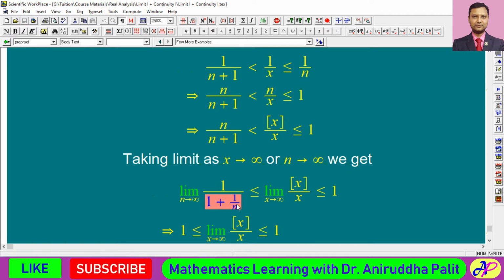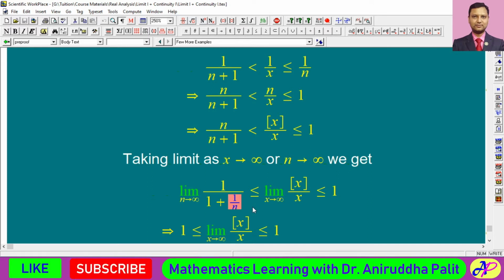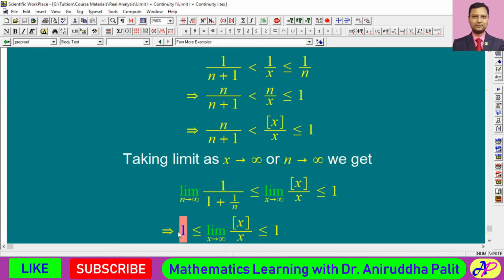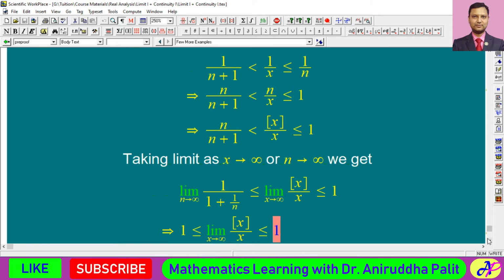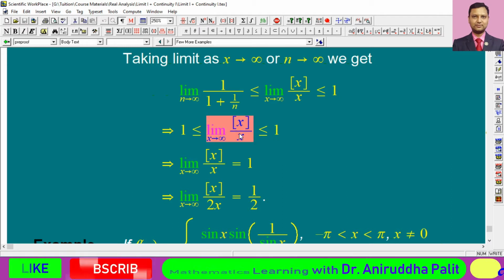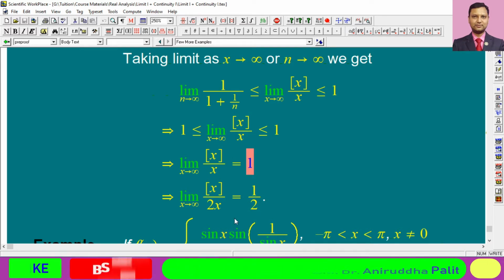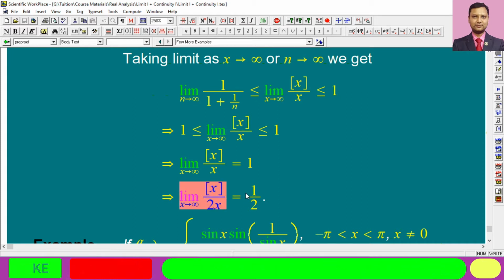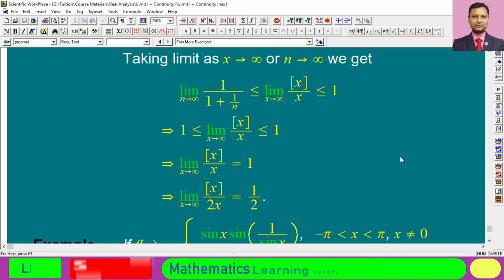So as n tends to infinity, this 1 by n would ultimately tend to 0, and therefore the limit of this left hand side expression would be equal to 1. The right hand side is a constant, therefore it would remain the same, and ultimately it means that the limit of box x by x is equal to 1. And so if we divide it by 2, we have the result that the limit as x extends to infinity of box x by twice x is equal to half. So this completes the proof of this result.